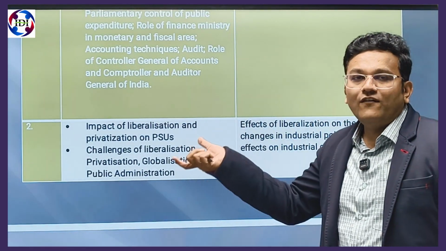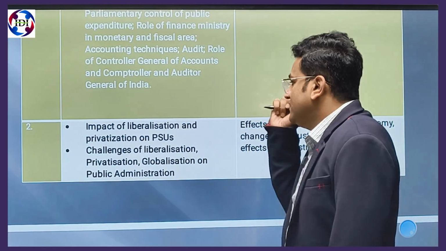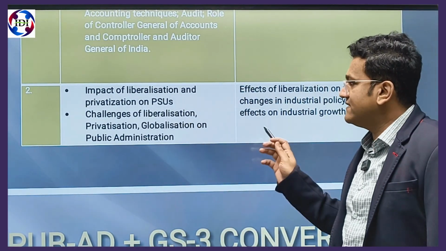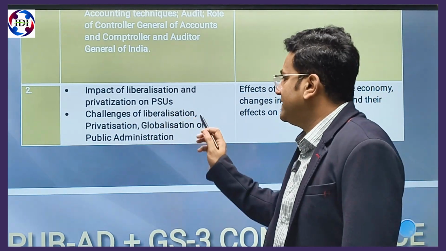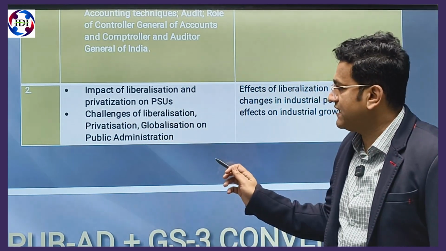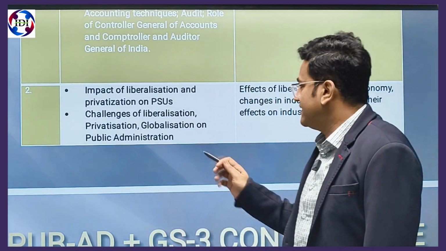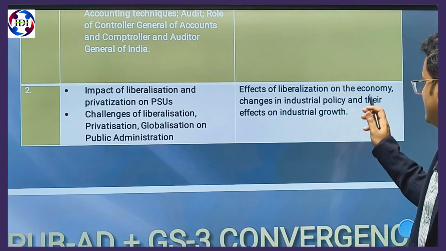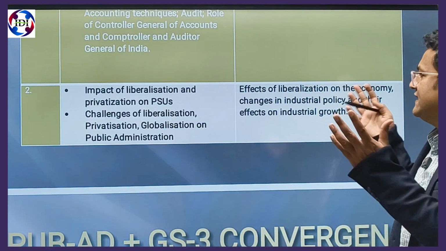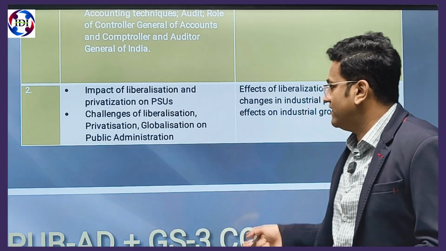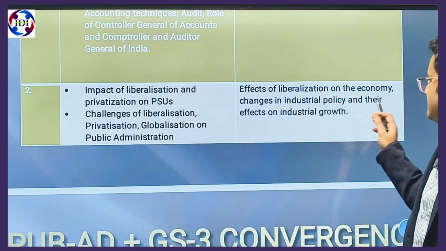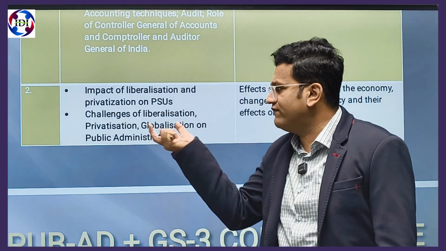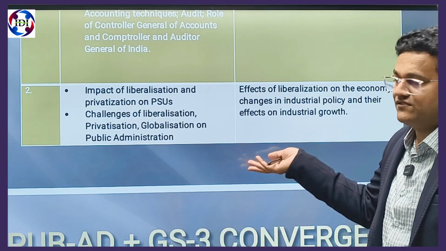So 2 chapters of public administration are converging with the economy portion, along with the next topic, impact of liberalization and privatization on public sector undertakings in PubAd, challenges of liberalization, privatization, globalization on public administration. See here, effect of liberalization on the economy. Here they have asked about the overall economy, here PSUs, challenges, then changes in the industrial policy and their effect on industrial growth. So that is an implicit part of liberalization, privatization, globalization.